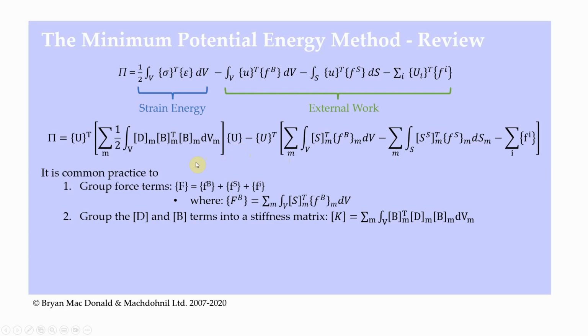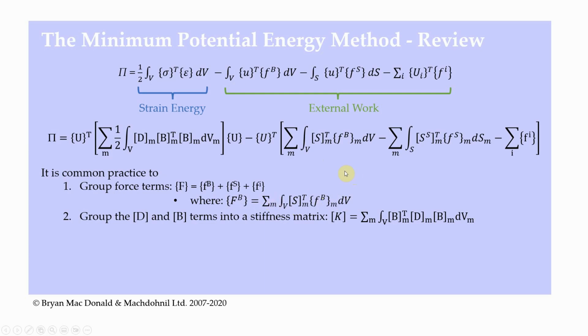At the end of the last video we talked about how it's common practice to group the force terms together. So we have the body force, the surface force, and the point force, and we group those together into a global force vector. An important point here is if you take the body force term out and look at it by itself, it looks like this. It's a summation across all the elements, integration across the volume of each element, of the shape function multiplied by the body force that's applied to that element. That's important because we're going to be adapting this term in the next couple of slides.